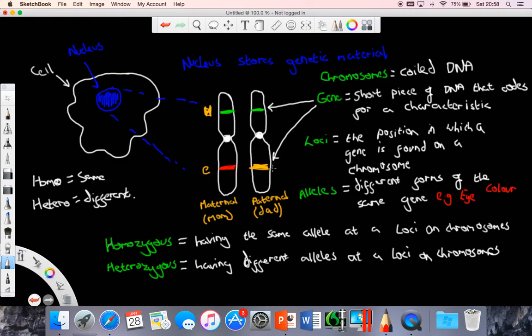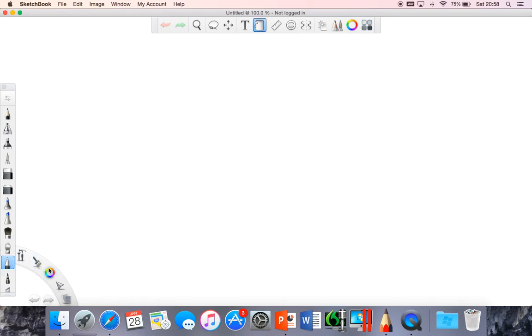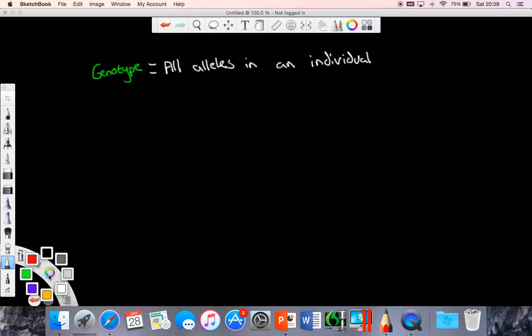Okay, so they are alleles. There's just a couple more example keywords I need to give you before we move on. So I'm going to have to rub this off. Like so. And we need to get a couple more definitions down. So, genotype. Your genotype is defined as all of the alleles in your body. So, all alleles in an individual. Okay, so it could be all of the genetic material of an individual.